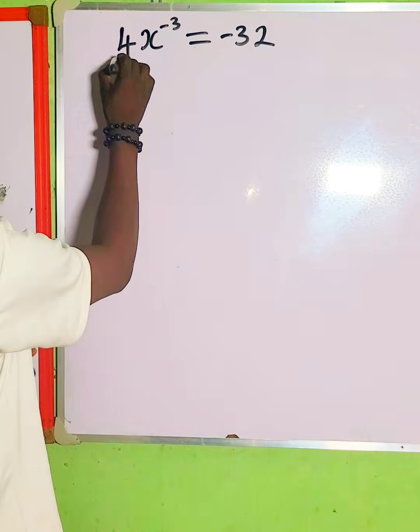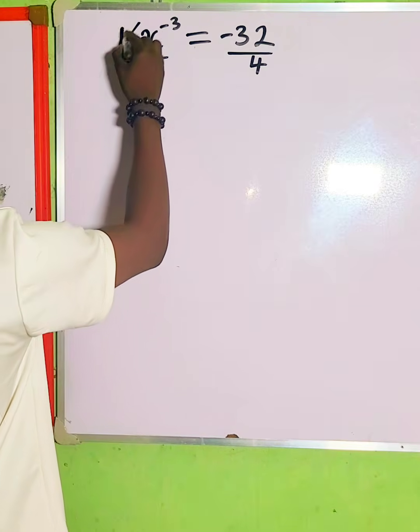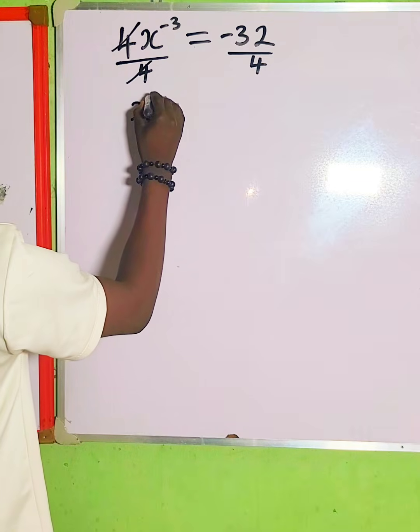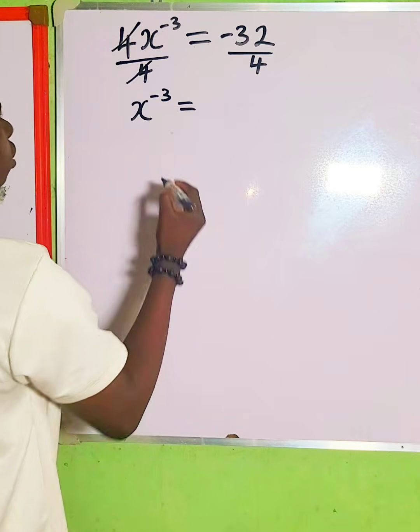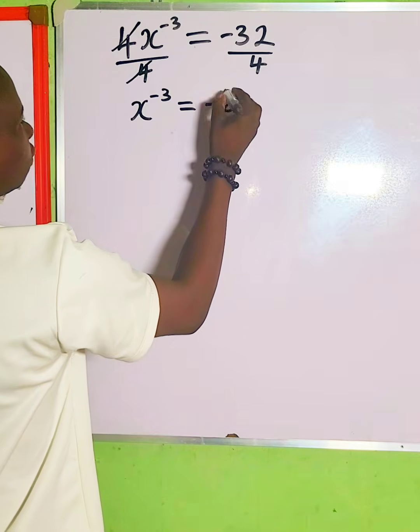So when we do that, we divide the left hand side by 4 and also the right hand side by 4, so that this 4 is going to cancel this 4. In the left hand side, we are left with just x raised to the power of negative 3, which is equal to negative 32 divided by 4, which is going to give us negative 8.